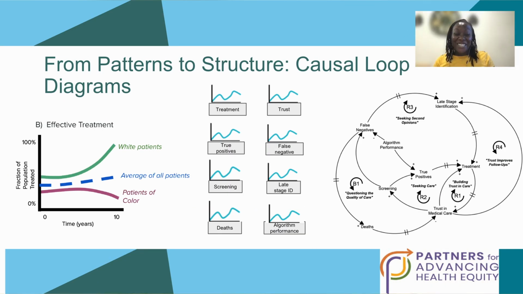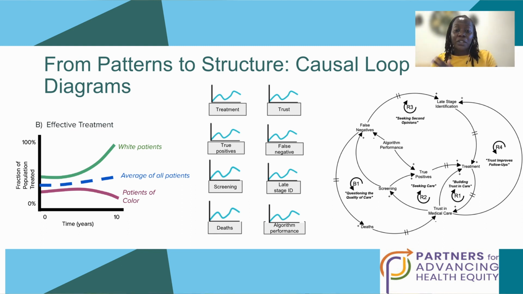All right, so now we're moving on. We've talked about reference modes, we've talked about behavior over time graphs, which is expanding the use of that tool of looking at patterns over time that we used in the reference mode to understanding the other variables of interest as patterns over time. Now we're going to talk about how we take all of those variables and change them into an actual causal loop diagram or system structure.